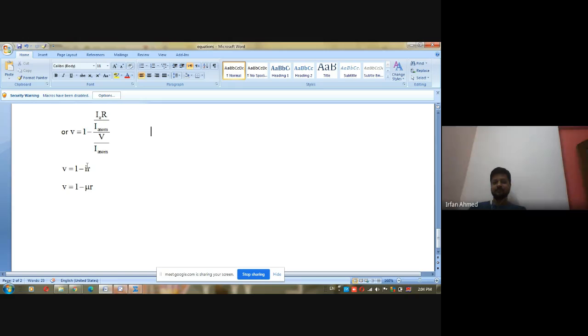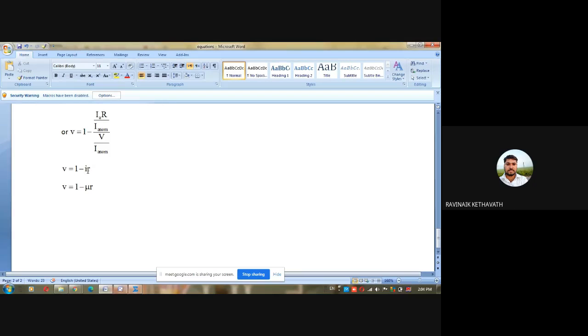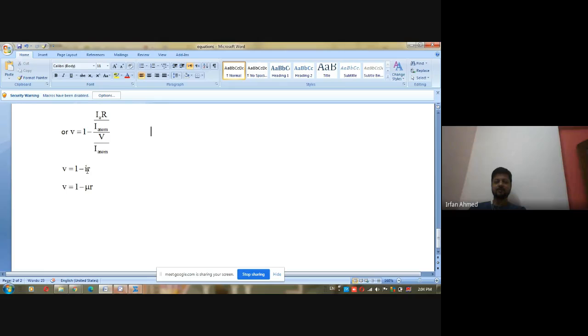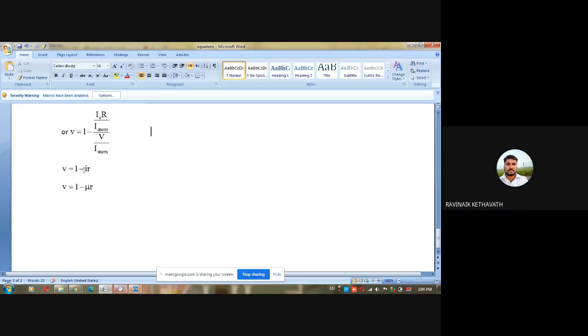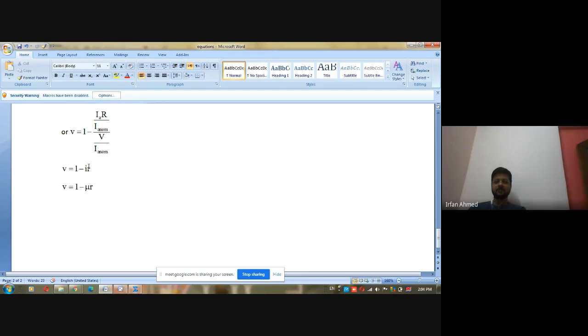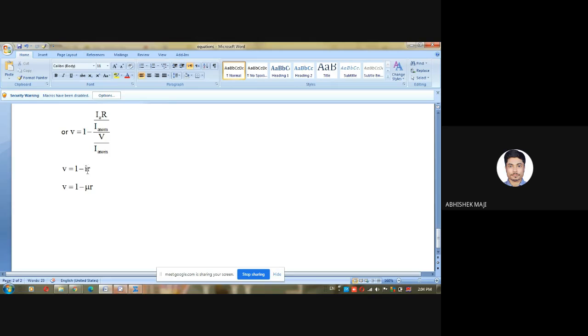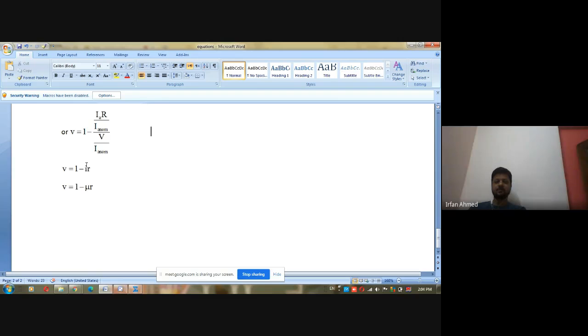At no load, what is the value of I? No load current, sir. And we assume it as 0. At no load, what is the value of small I? Can we assume it as 0 or do we assume it as 1? So very close to 0. If you neglect the no load current, it is 0.